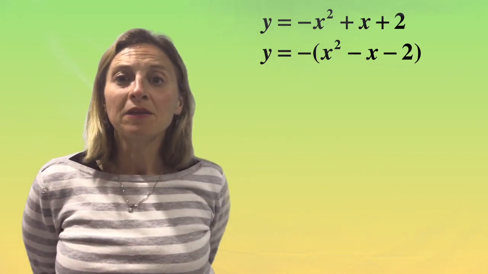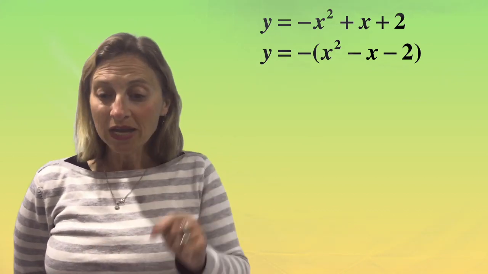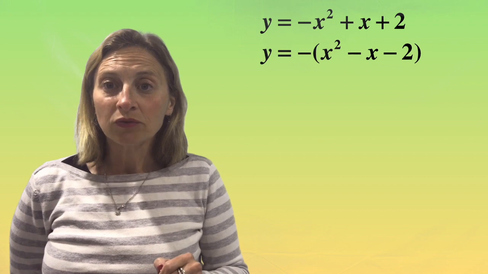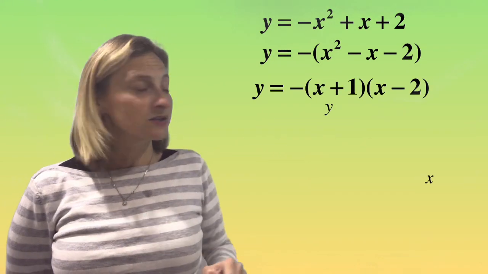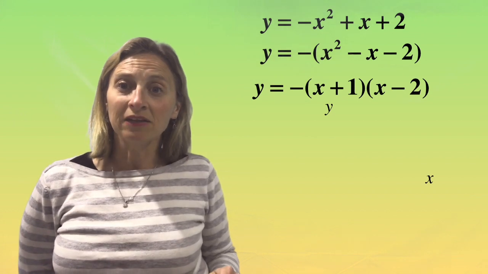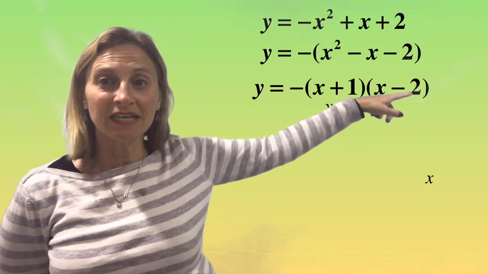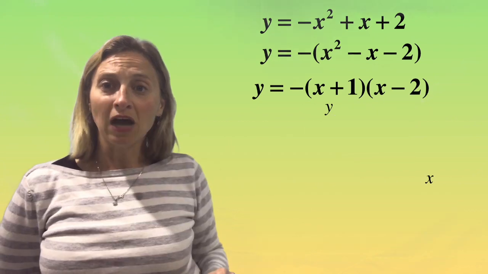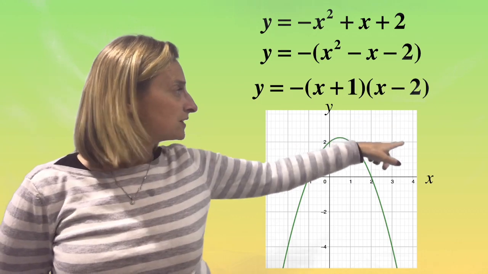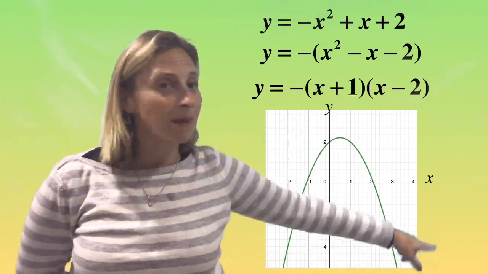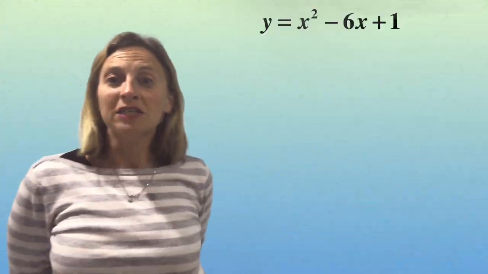So we're looking for something that multiplies to give -2 and adds to give -1. So we have y equals, don't forget the minus out the front, x plus 1, x minus 2. And from that we can tell that it goes through the x-axis at x equals -1 and x equals +2. I have to plot those points on my x-axis, -1 and +2, and remember that it's an upside down minus x squared.